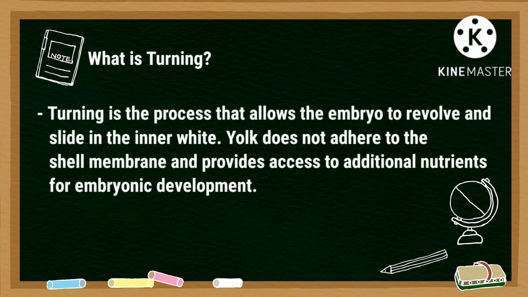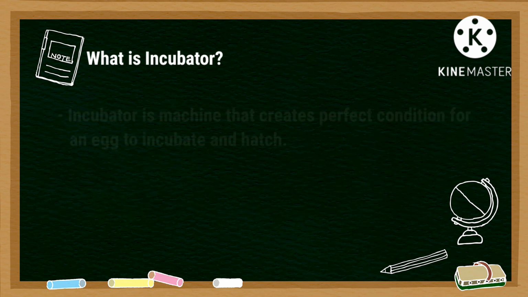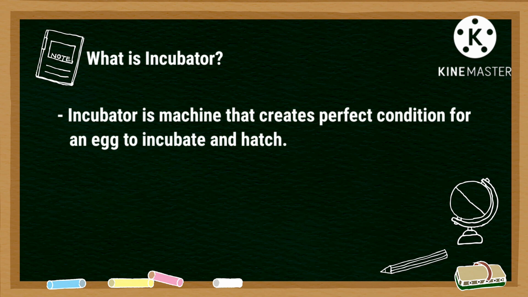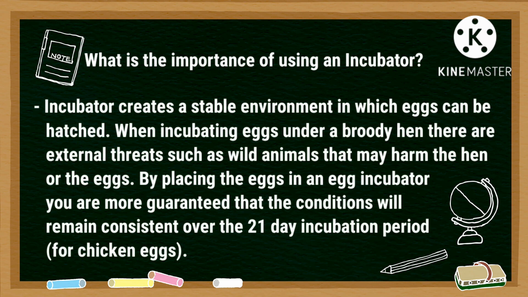Now, we have turning. Turning is the process that allows the embryo to revolve and slide in the inner white. So what is the importance of turning the eggs? When the embryo touches the shell membrane, it will stick to the shell and die. Regularly turning the egg will prevent this and ensure healthy embryo development. Next is incubator. Incubator is machine that creates perfect condition for an egg to incubate and hatch. And what is the importance of using an incubator? Incubator creates a stable environment in which eggs can be hatched.